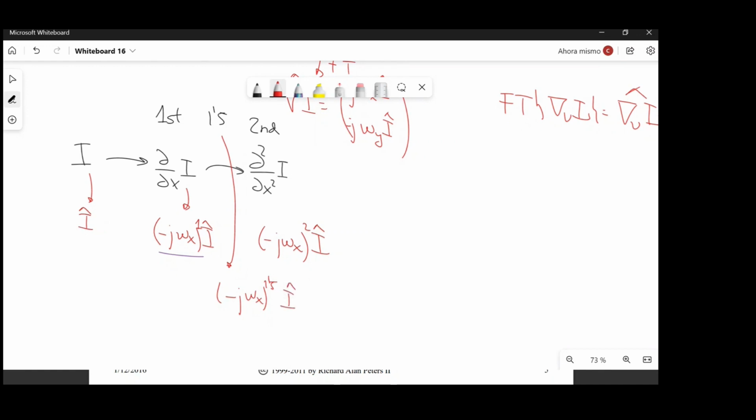And in general, we will call this alpha. So we can compute fractional derivatives. You can compute the 1.1 derivative, the 1.2 derivative, the 0.5 derivative. All you have to do is the Fourier transform, multiply by this, then do the inverse Fourier transform. So we have generalized derivatives in the Fourier domain.